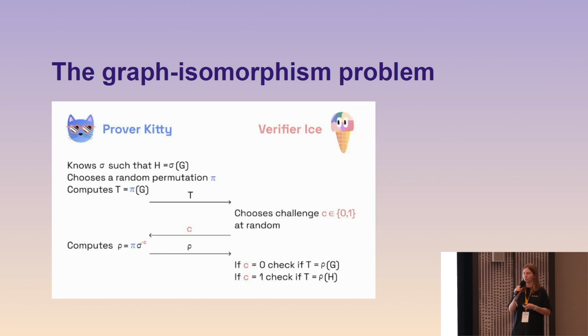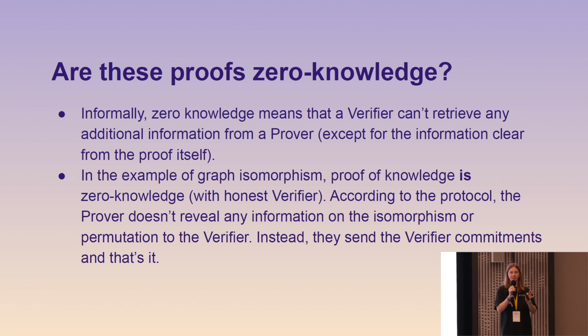The prover wants to prove they know the sigma. They choose some random permutation P, compute T on G, and send T. The verifier returns the challenge. The prover computes rho, sends rho, and the verifier does some checks. That's not exactly the part we are really interested in.